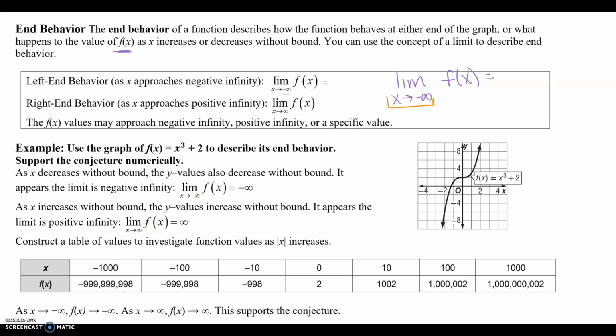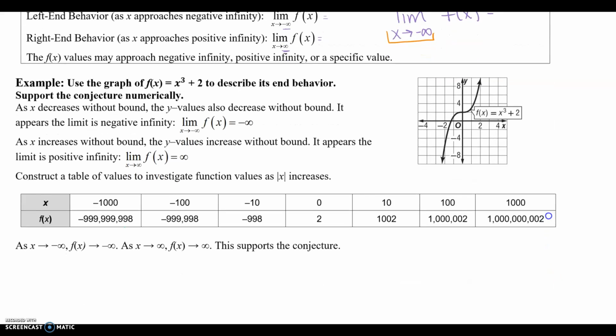So then we have right-handed behavior, as x approaches positive infinity, and that's just positive now, of f of x. What values do we have? And then f of x values, so your y values, could approach negative infinity, positive infinity, or a specific value. So here's an example.